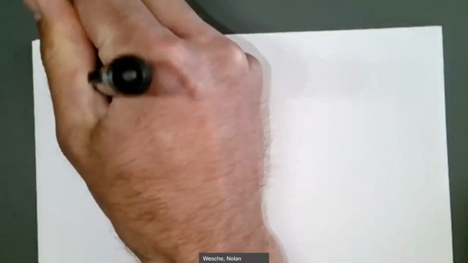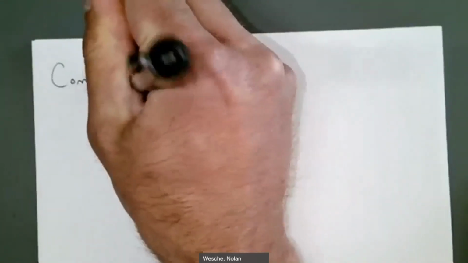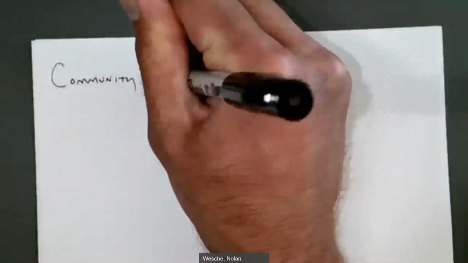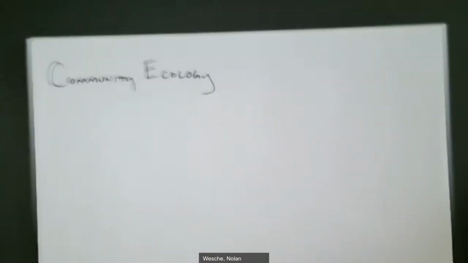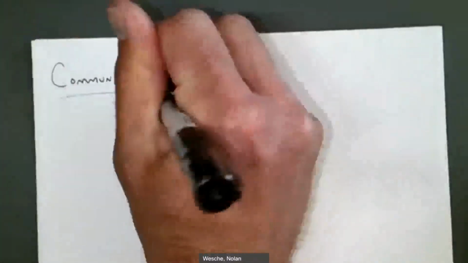Welcome, guys. Today we're going to be looking at community ecology. So, kind of motoring along. Last time we had a talk, it was about ecosystem ecology. So today we're going to be looking at what we call community ecology. And the first thing we want to do is just go ahead and define what a community is.